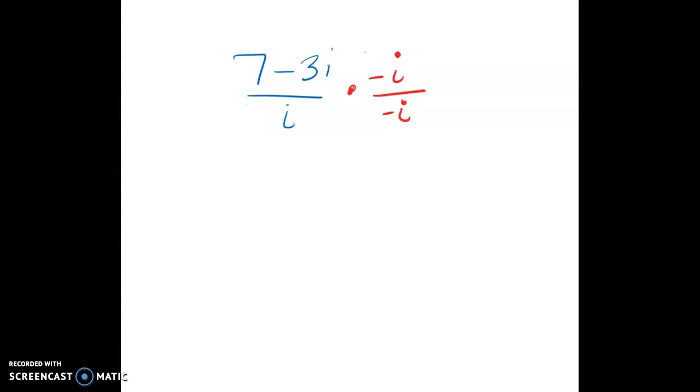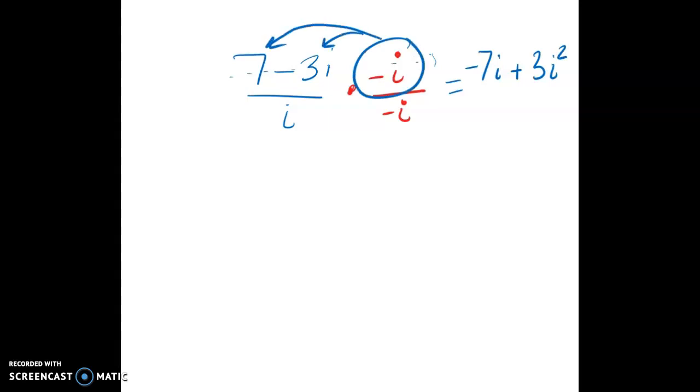It's just negative i. And so what I'm going to do now is multiply across the top to obtain negative 7i plus 3i squared. So I'm distributing this negative i to both of these terms. And then on the bottom, I'll have negative i squared. So wherever I have i squared is equal to negative 1, I can replace the i squared with negative 1.